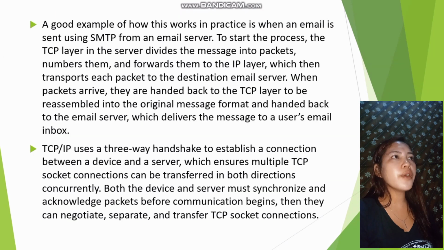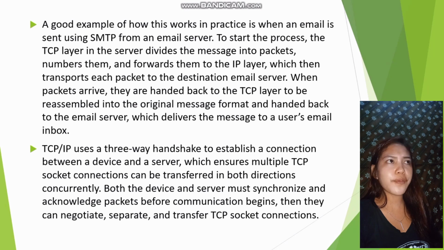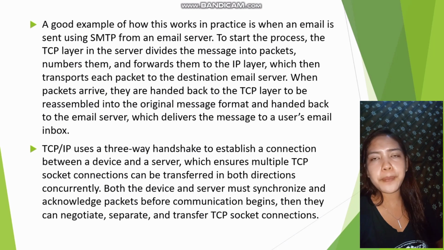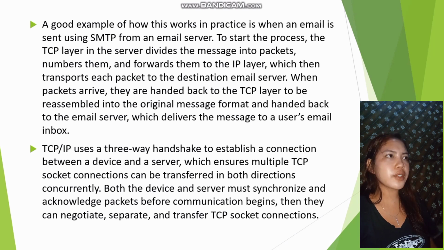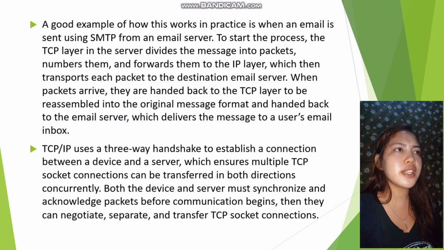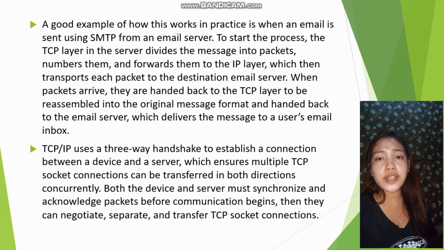A good example of how this works in practice is when an email is sent using SMTP from an email server. To start the process, the TCP layer in the server divides the message into packets, numbers them, and forwards them to the IP layer, which then transports each packet to the destination email server. When packets arrive, they are handed back to the TCP layer to be reassembled into the original message format and handed back to the email server, which delivers the message to a user's email inbox.